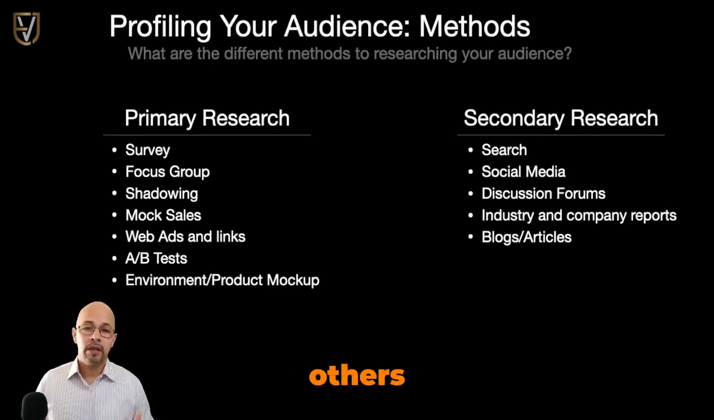And then there's others that I think are self-explanatory: web ads and link. Essentially what that means is you could do primary research by creating ads, simple landing pages, really for the purpose of understanding what is the potential problem and solution that people are getting. And this could also be used for A/B testing, which is what are good headlines that will captivate the audience.